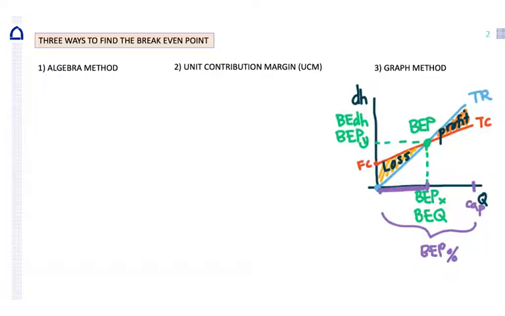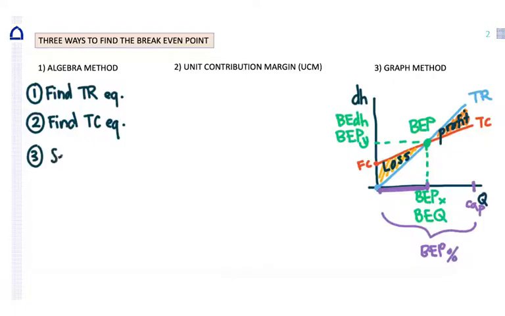Now, often you're not given a graph, and we need to use the algebra method. So here are the steps of the algebra method. I'll just write them out, and in the next slide we'll do an example. So step 1, you're going to find the total revenue equation. Step 2, you're going to find the total cost equation. Step 3, you are going to set those two equations equal, total revenue equal to total cost, and then you are going to solve for the quantity, and that would be the break-even quantity.